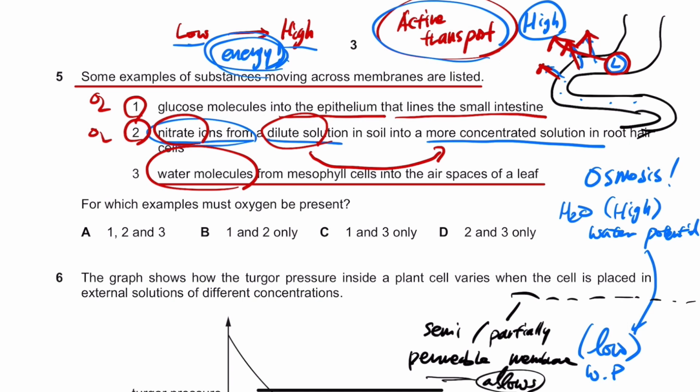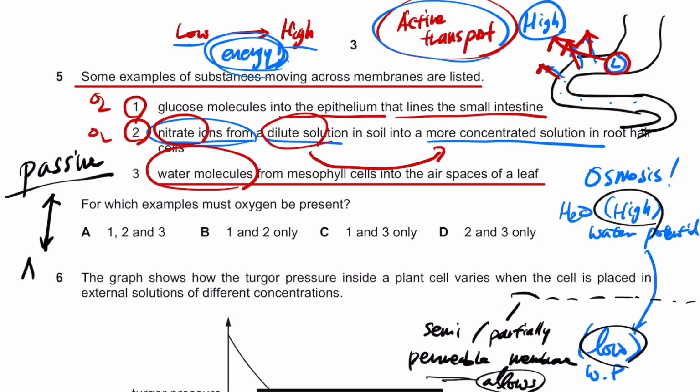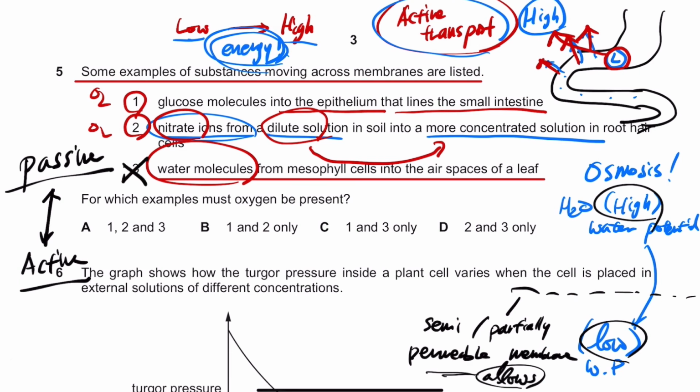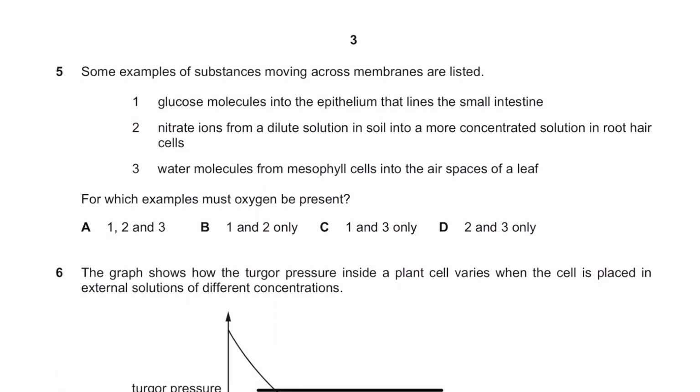So osmosis is moving the water molecules from high to low water potential. So it does not need energy. It's called passive transport. So passive transport does not need energy. It's the exact opposite concept of active transport. Active transport, as we already know, requires energy. So 3 is not the answer. Hence, the answer should be B for this one. It's quite messy here. So yeah, the answer should be B.